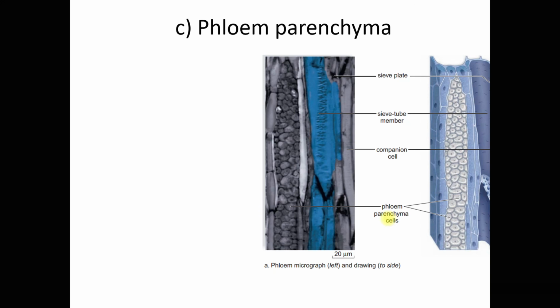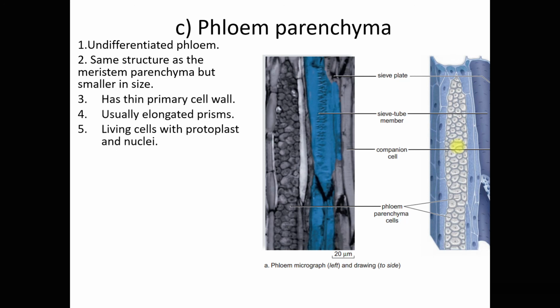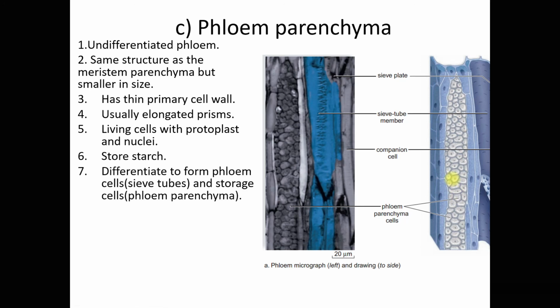Now phloem parenchyma. You can see the phloem parenchyma here. They are undifferentiated phloem, with the same structure as the meristem parenchyma but smaller in size, with a thin primary cell wall, usually elongated prisms. They are living cells with protoplasm and nuclei, store starch, and differentiate to form phloem cells, which are the sieve tubes, as well as storage cells, which are the phloem parenchyma.